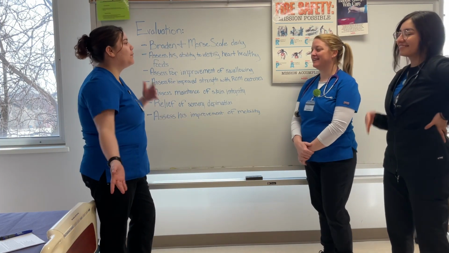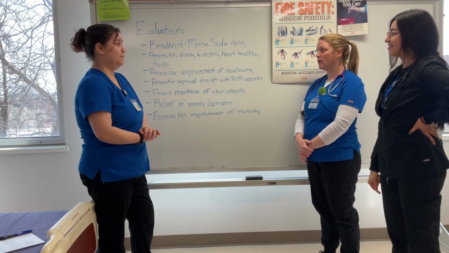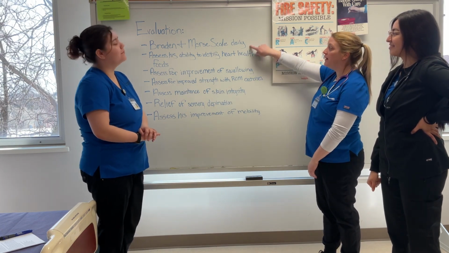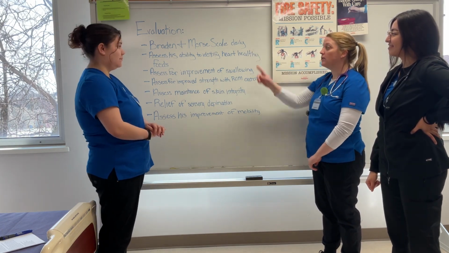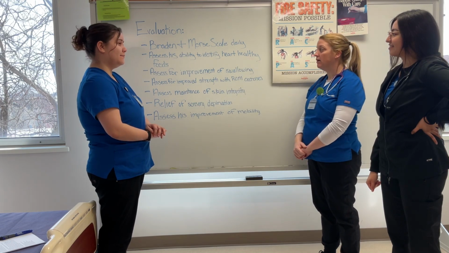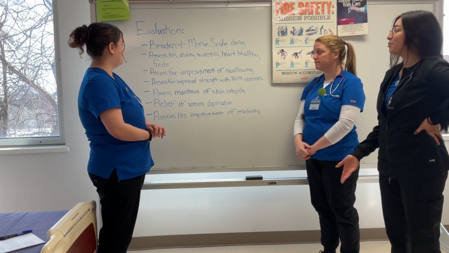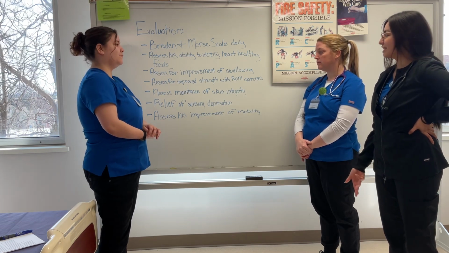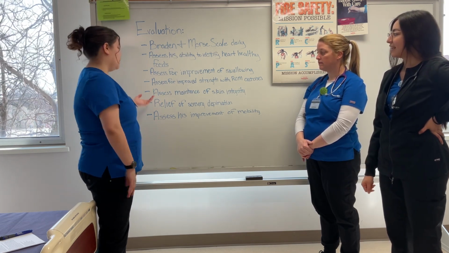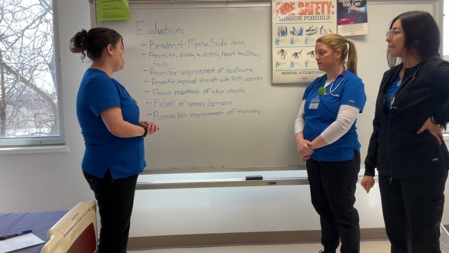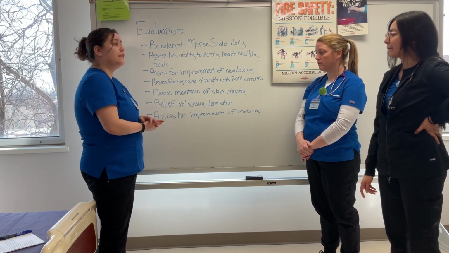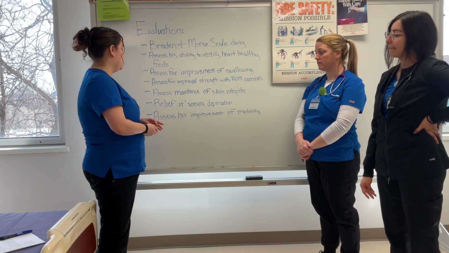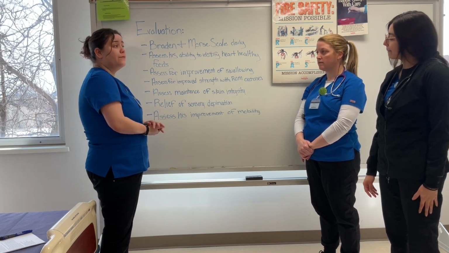Alrighty guys, so how are we going to evaluate Mr. Frank's progress? Well, we're going to do a Braden and Morse scale daily. We're also going to assess his ability to identify heart-healthy foods. And we'll assess for improvement of swallowing, assess for improved strength with range of motion exercises. Also, we'll want to assess the maintenance of his skin integrity, and then if there's any relief for his sensory deprivation, and then assess for improvement in his physical mobility.